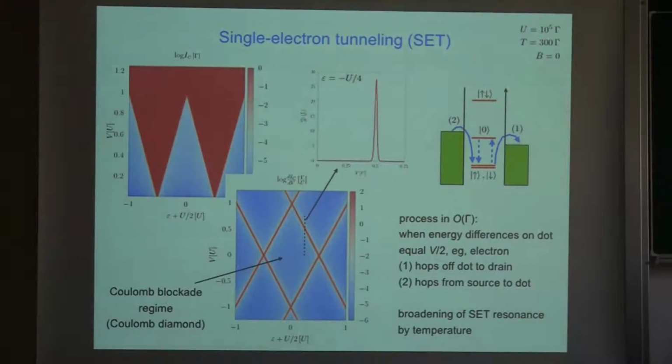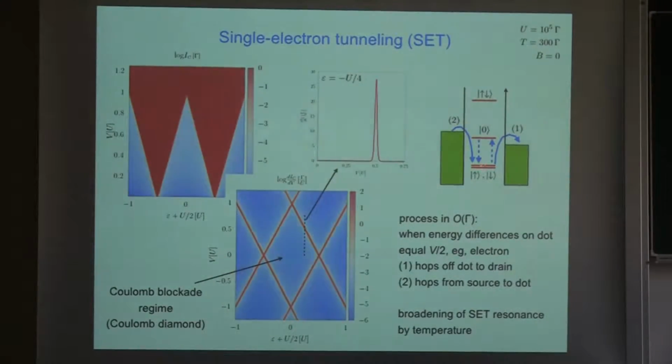Good, so let's go through the basic transport processes that we can see in these systems. The simplest thing is the so-called single-electron tunneling. So here we have the current as a function of the bias voltage and the gate voltage, and here's the energy scheme. And you can see that, suppose you have your system in a singly occupied state, and then you move down this reservoir here, the chemical potential in this reservoir.